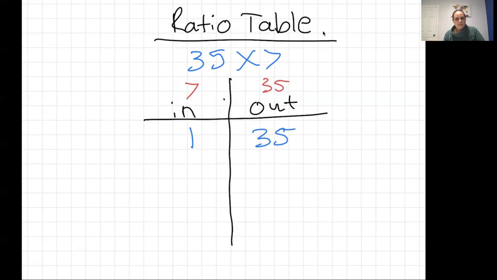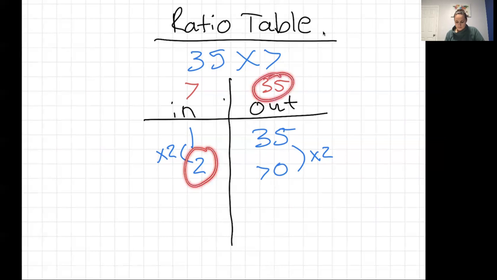But now I need to get up to doing this 7 times. So one thing I could do is take this and double it, make it go a little bit faster. Okay, so if I double 1, I get 2. If I double 35, this one you might have to do a little bit of mental math with, but you're going to get 70. So 2 times 35 is going to give me 70.